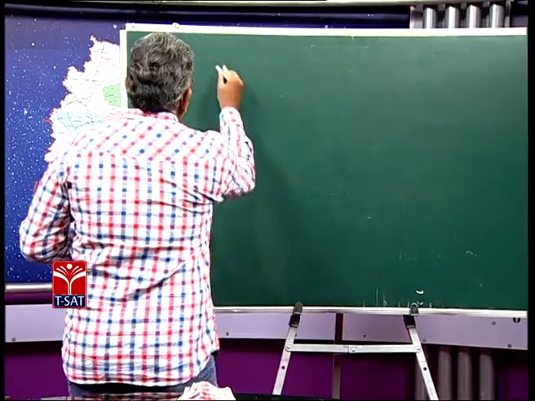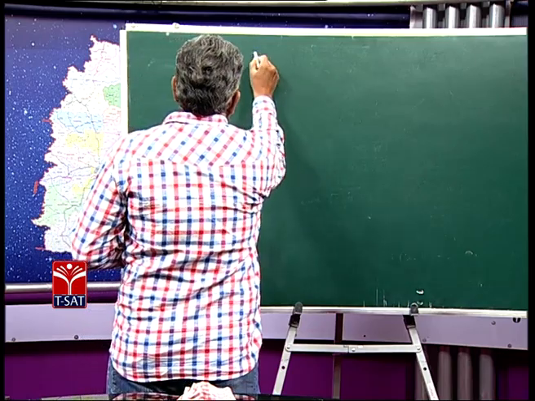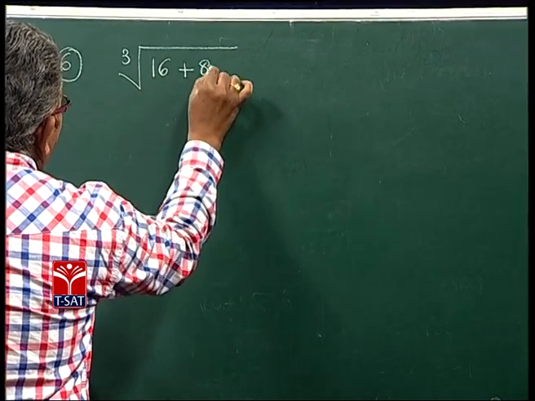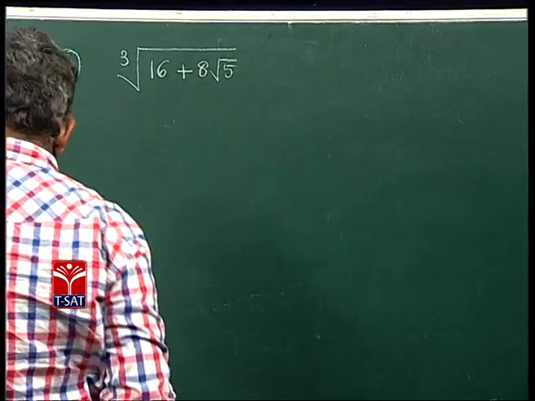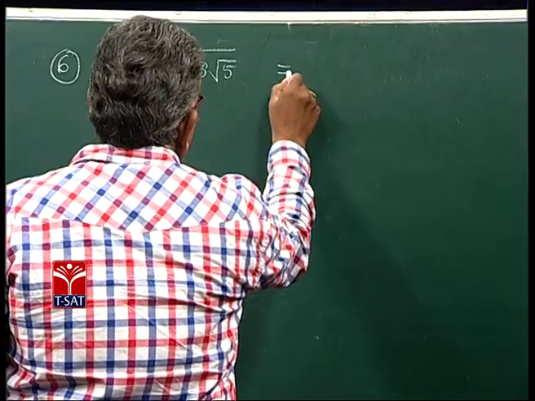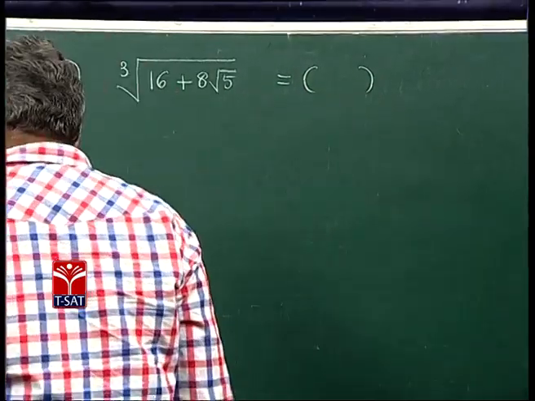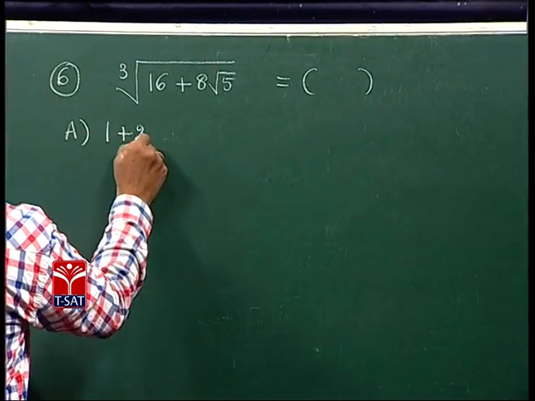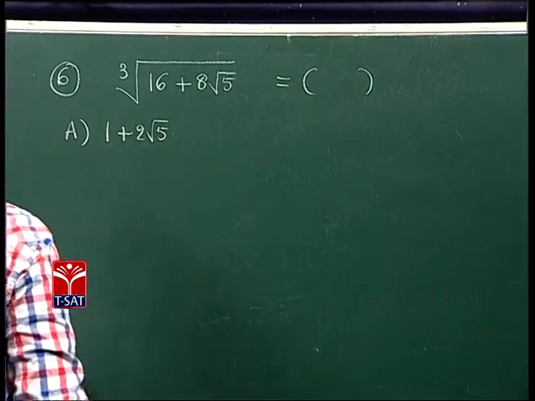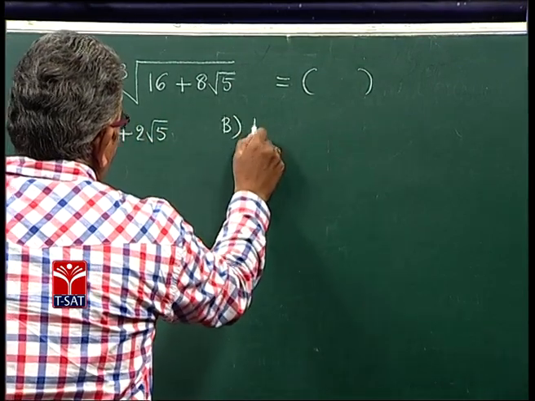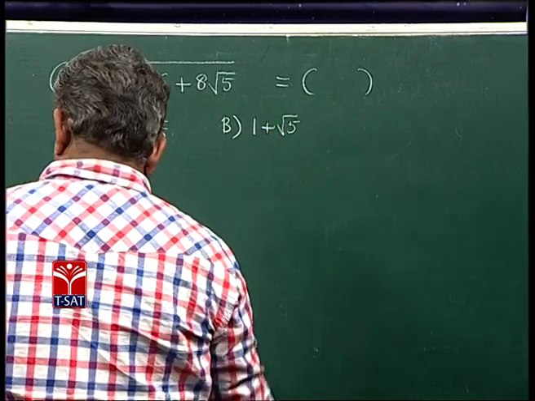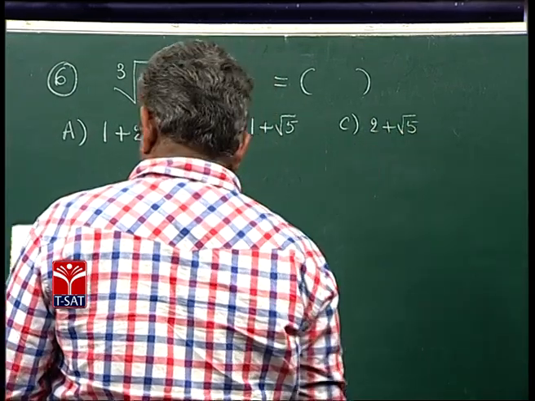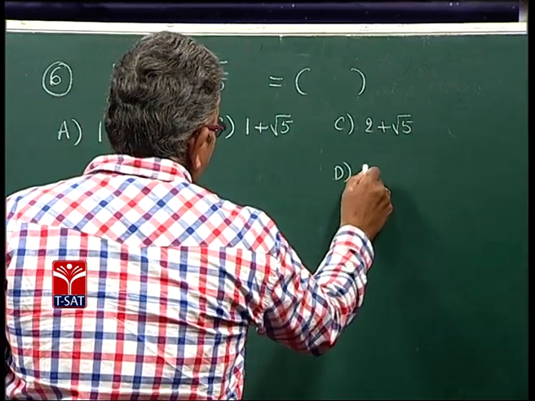Okay, sixth one. Cube root of (16 plus 8 root 5) equals to: A, 1 plus 2 root 5; B, 1 plus root 5; C, 2 plus root 5; D, 3 plus root 5.